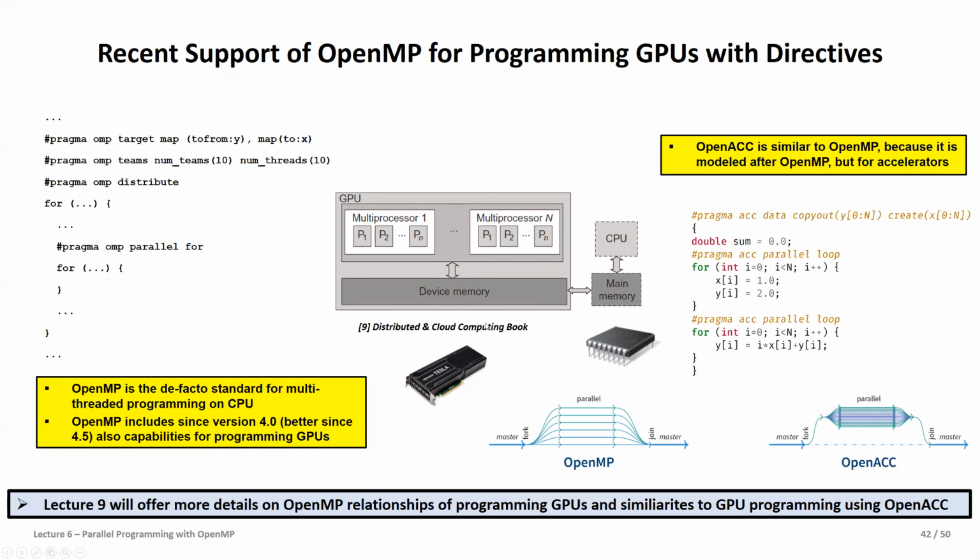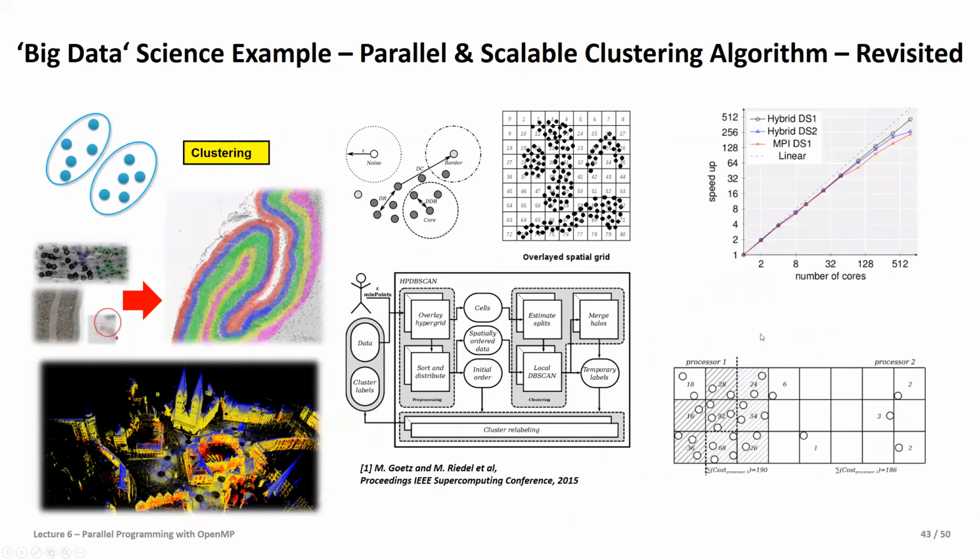But these are things we will explore in lecture 9 together when we also know a bit more about GPUs. This is just to give you a pointer that, of course, OpenMP is very similar to OpenACC. You see it's modeled after it. That's why we will talk about it.